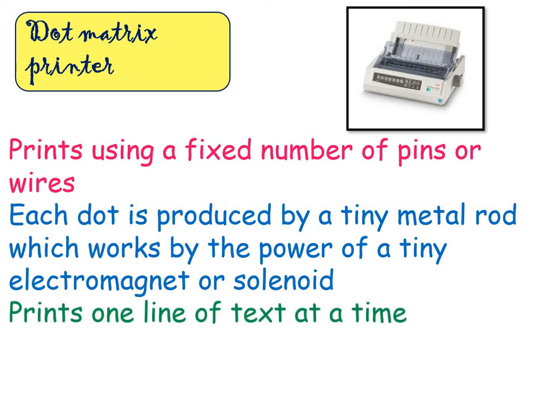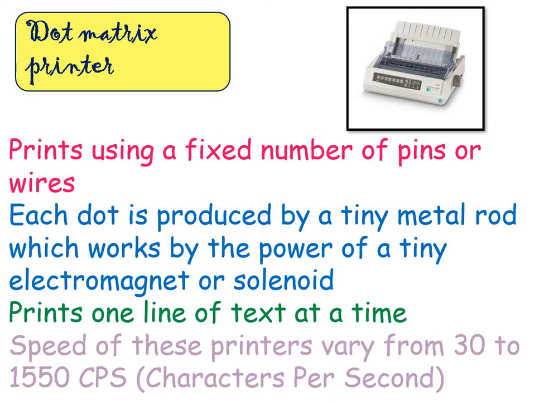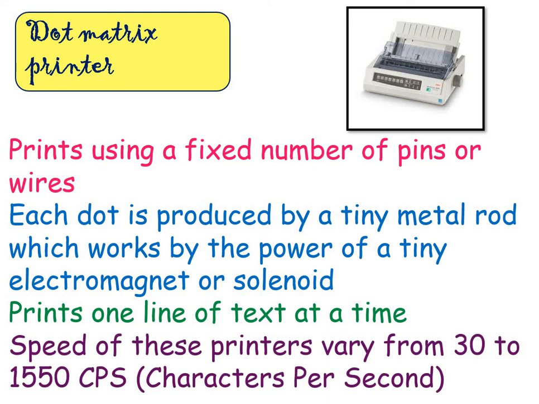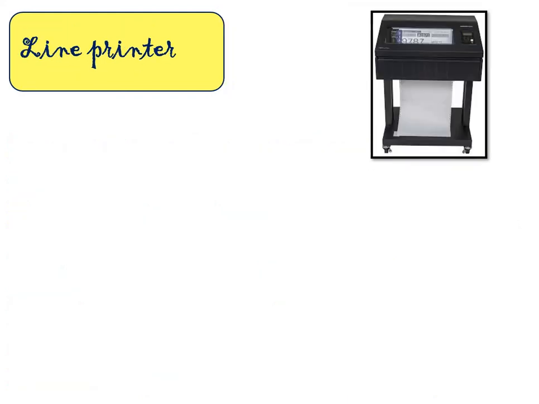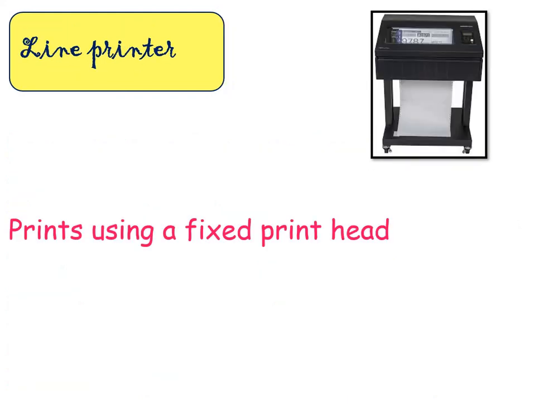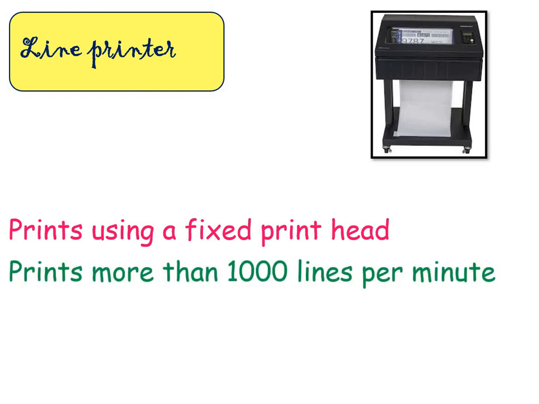It prints one line of text at a time. Speed of these printers varies from 30 to 1550 characters per second. Line printer. It prints using a fixed print head. It prints more than 1000 lines per minute.